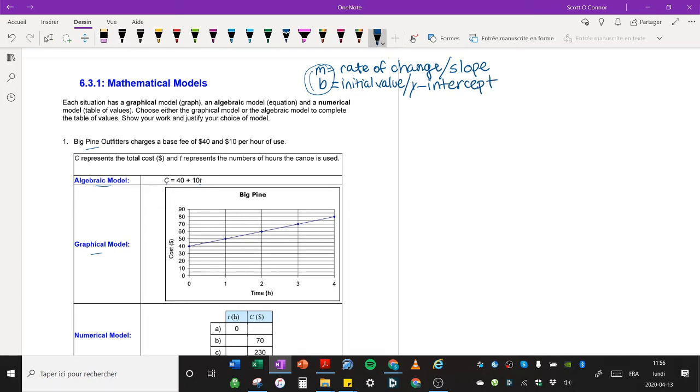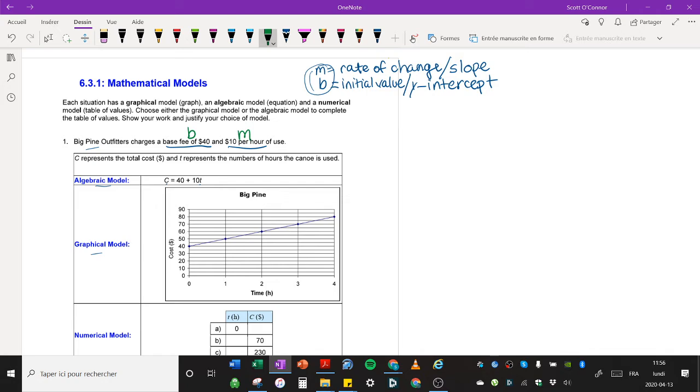Alright, so if I look at the word model, it says Big Pine Outfitters charges a base fee of $40 and $10 per hour of use. So the base fee, that's the initial value. That's the value you have to pay even when you've used 0 hours, right? So we're going to label it with B. We're going to go through and label all of them. So B. And then what about $10 per hour? That's the rate of change. And so we're going to label that as M. Alright, so the rate of change is M, the slope, the rate of change, same thing.